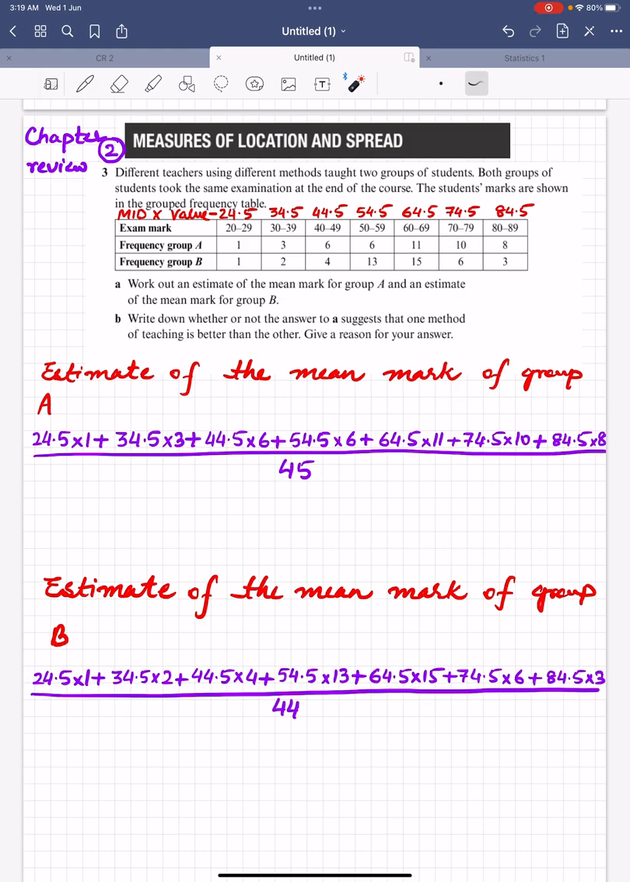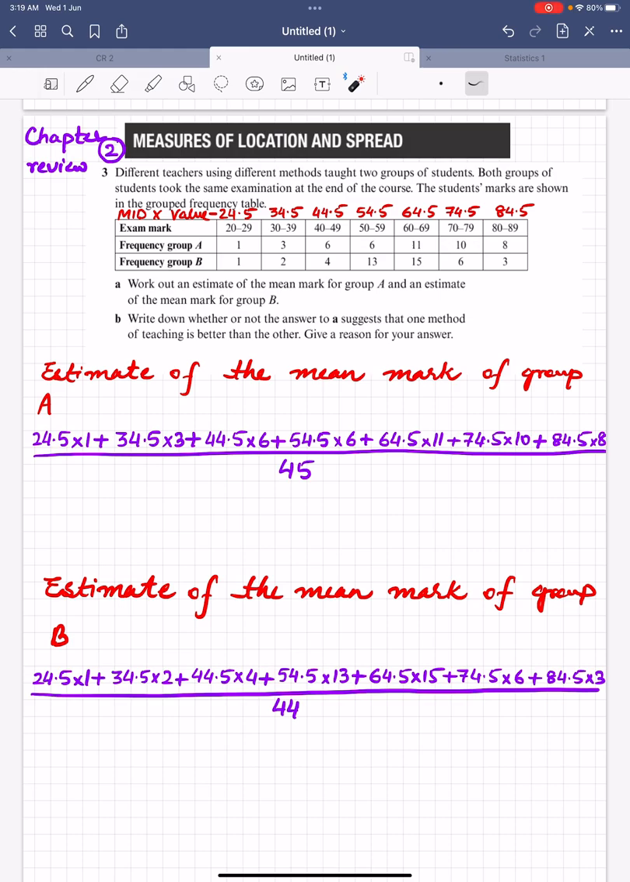So, for exam marks between 20 to 29, the frequency of students was 1. For exam marks between 30 to 39, the students who achieved this were 3 in number, and so on and so forth. In part A, the question asks us to find the estimate of the mean mark for group A and the estimate of the mean mark for group B.